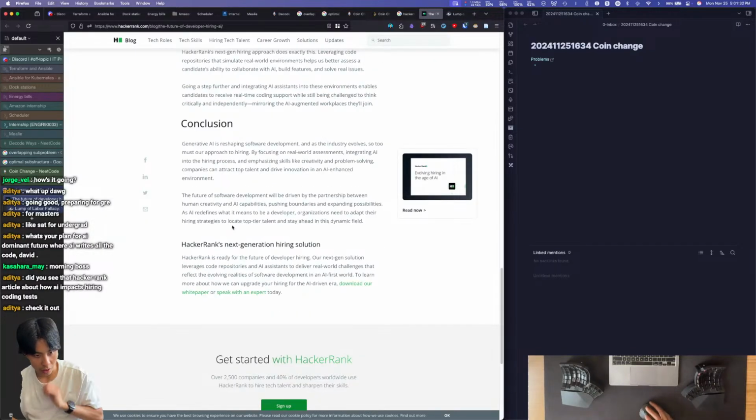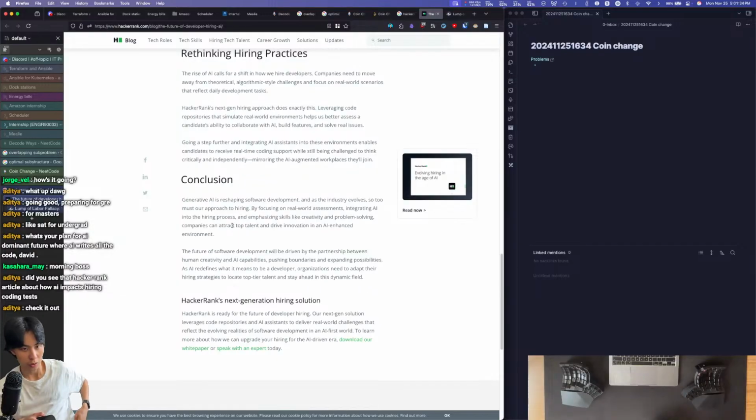Rethinking hiring practices. The rise of AI calls for a shift in how we hire developers. Companies need to move away from theoretical algorithmic style challenges. Okay. And focus on real world scenarios that reflect daily development tasks. I mean, fair. Right? So theoretical algorithmic style challenges are basically what we have at Leetcode, right?